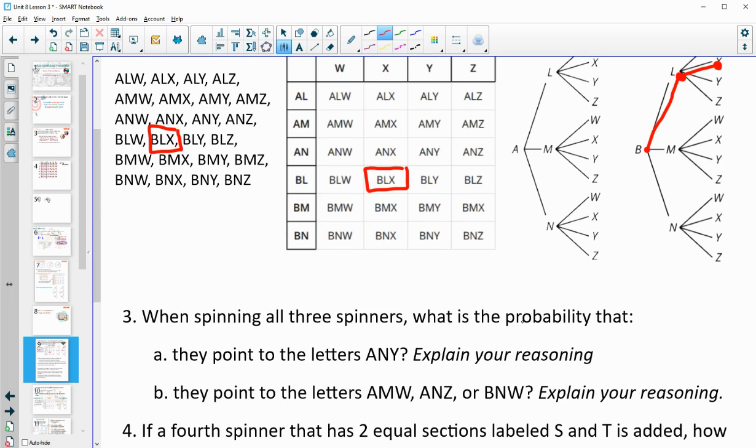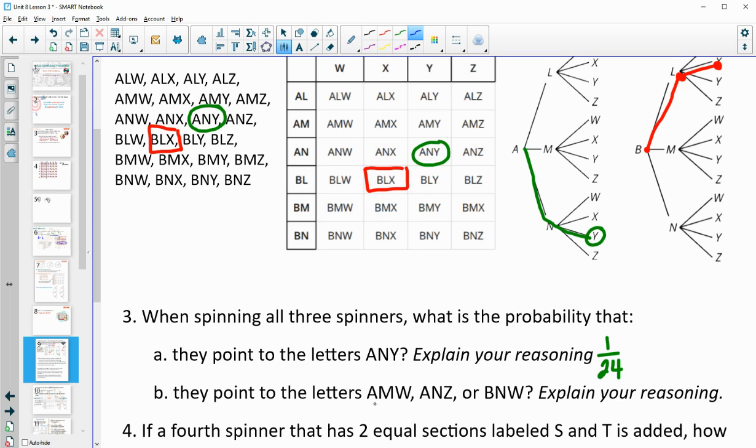When spinning all 3 spinners, what is the probability that they point to the letters A, then N, then Y? And explain your reasoning. So A, N, Y we see here in Diego's, here in Tyler's, A, N, Y in Lynn's. So that shows up once in each of theirs. So it's a 1 out of 24 chance, whichever one you look at. That's 1 outcome out of the total of 24.